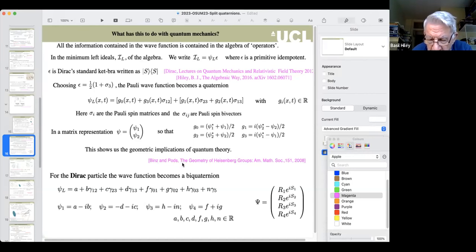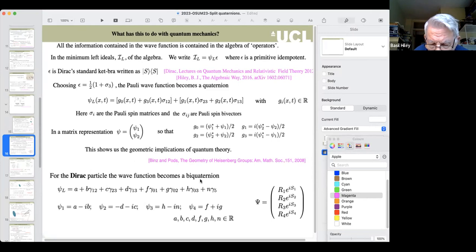In his lovely book that he wrote with Sonia Pods, The Geometry of Heisenberg Groups. Ernst is still with us, I hope, although I've not contacted him lately. But he was very instrumental in helping me to understand this.